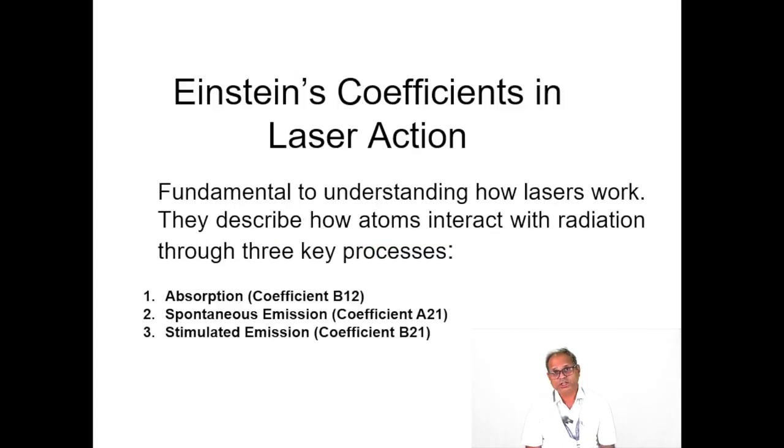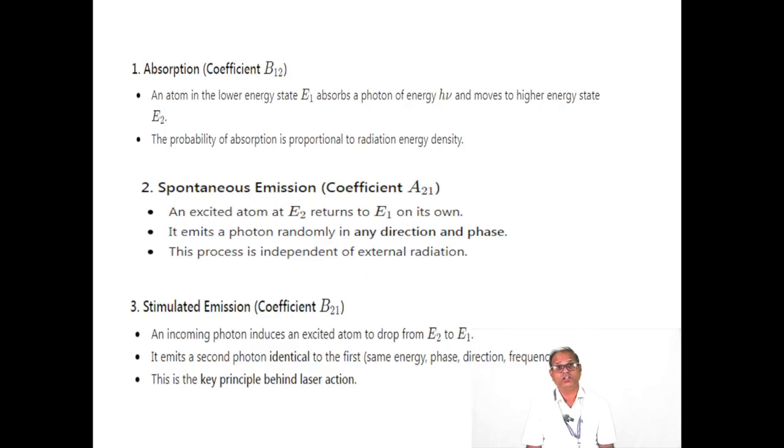So, to study the laser, we have Einstein's coefficients in laser action, that is, all Einstein coefficients are related to only these three processes. There are three Einstein coefficients. One relates to absorption, that is the coefficient of absorption. Second is spontaneous emission, that is the coefficient of spontaneous emission, A21, and the third one is the coefficient of stimulated emission, that is B21. So, one by one we will see these three coefficients.